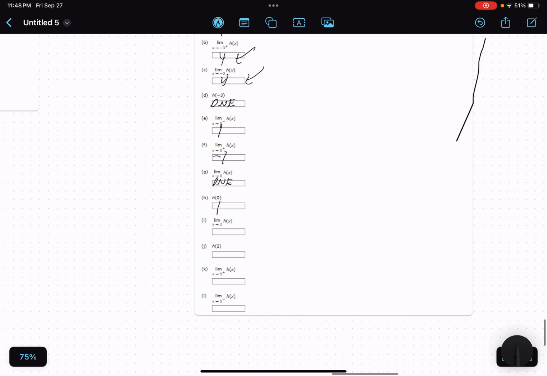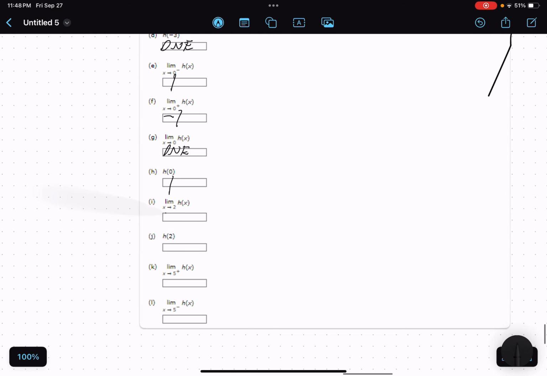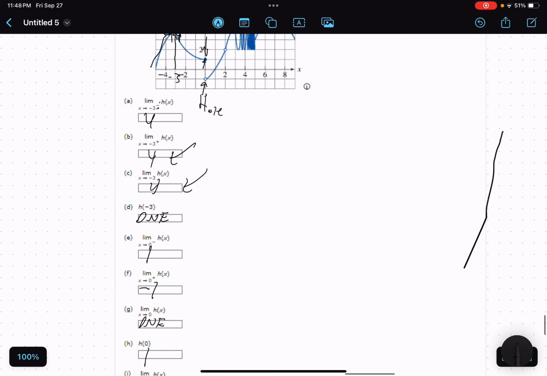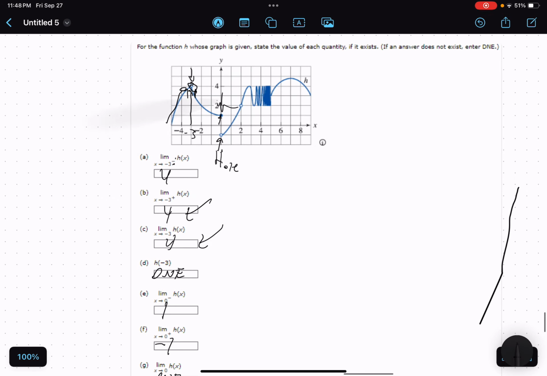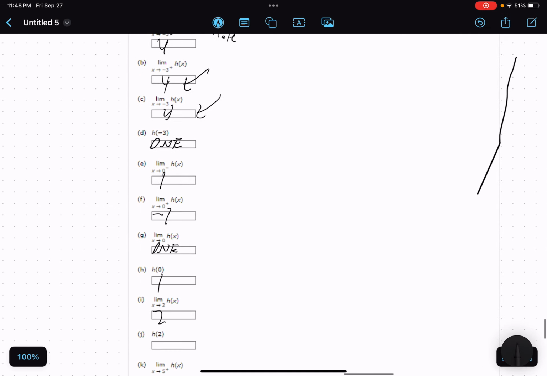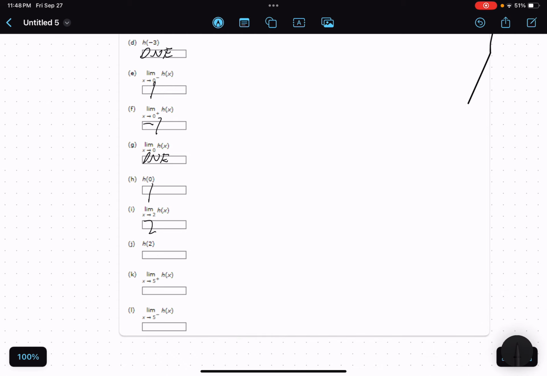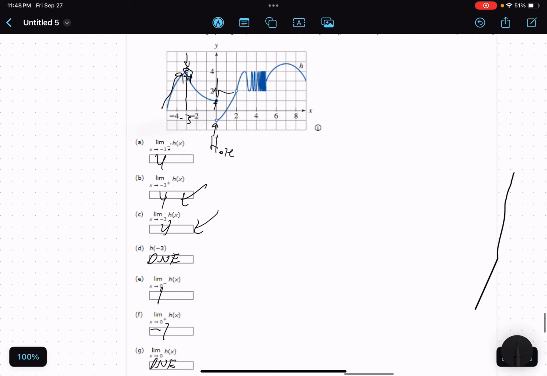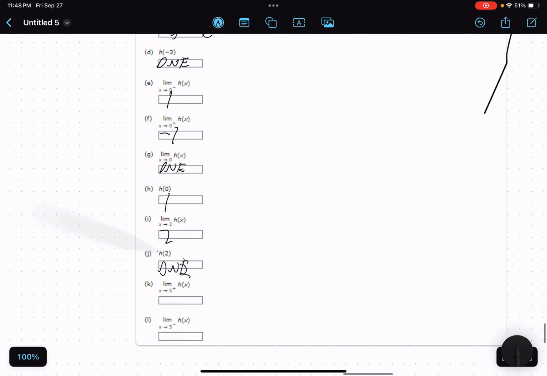Then we go down here. It wants us to evaluate for 2. The answer would be 2. The reason why is because, again, look, 2 matches right here. And then h of 2, the answer is does not exist because there's a hole. Remember, if it gives you a question that doesn't have a limit, just this, it's usually does not exist if there's a hole at the point. If there's a closed point, then it will exist.